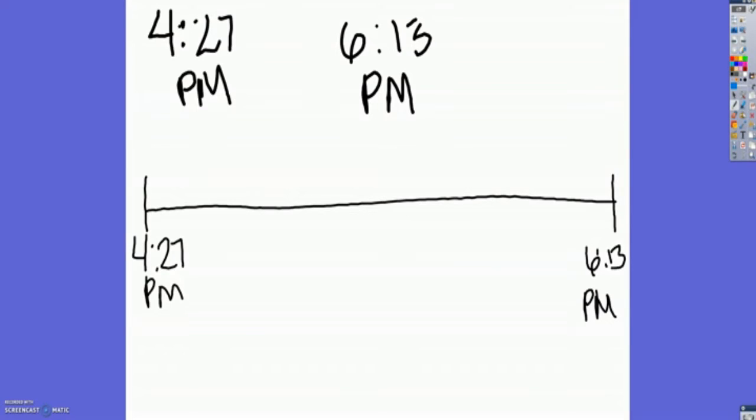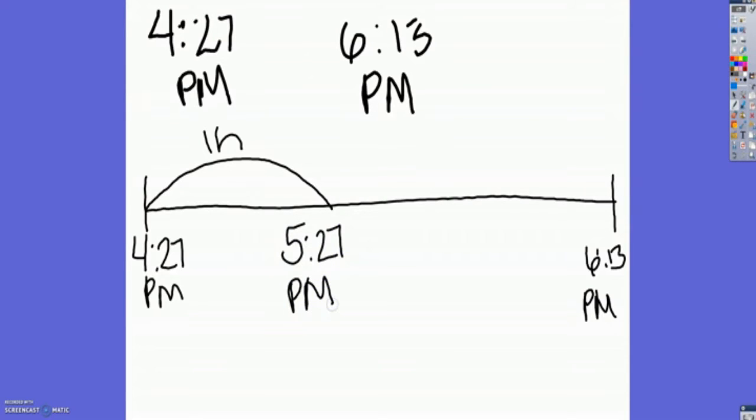work with. So when I look at 4:27, trying to get from 4:27 to 6:13, I see that I can jump an hour. So I make sure I label my jump and how much it's worth. It's worth an hour. I'm adding an hour onto the time, and I also need to make sure I label what time that I land on. So if I started at 4:27 and jumped an hour, that would put me at 5:27 p.m. I can't jump another hour because that would put me at 6:27, which is too far past the time.